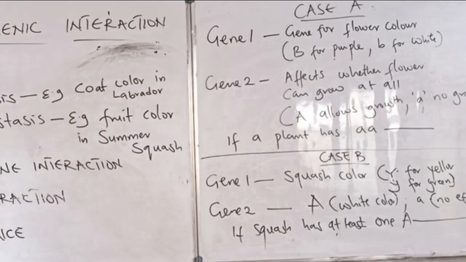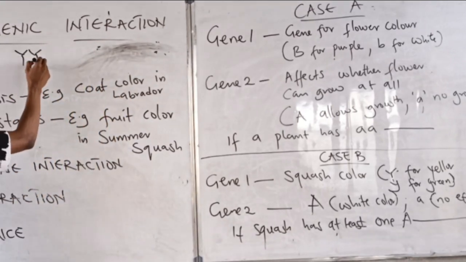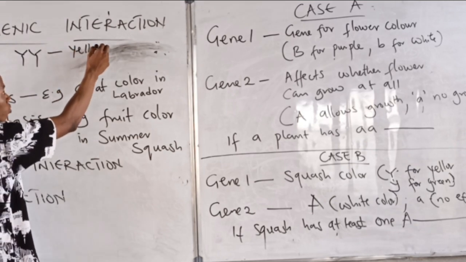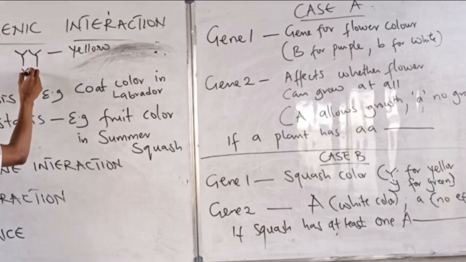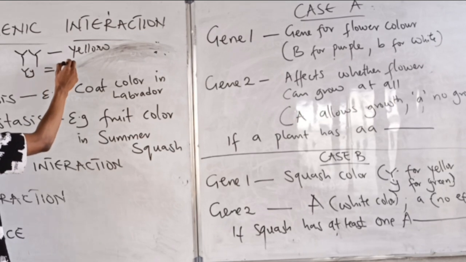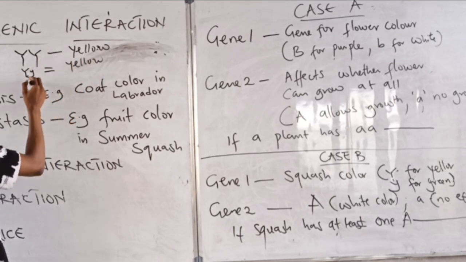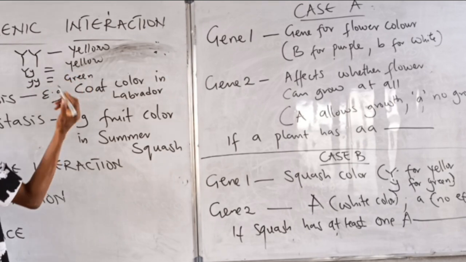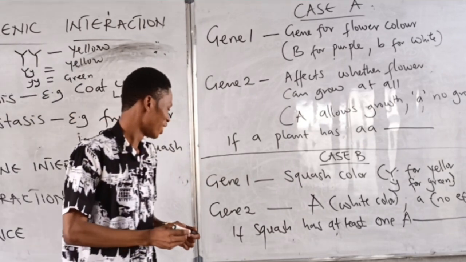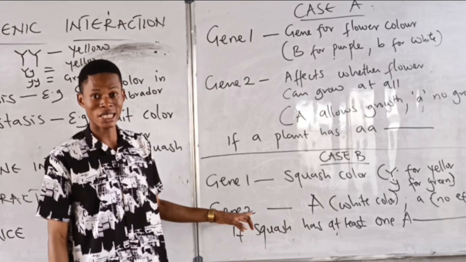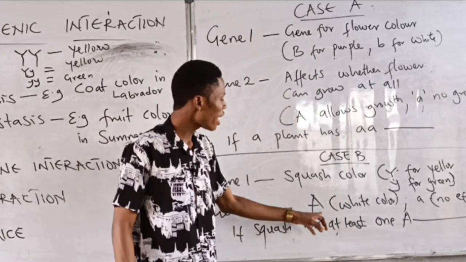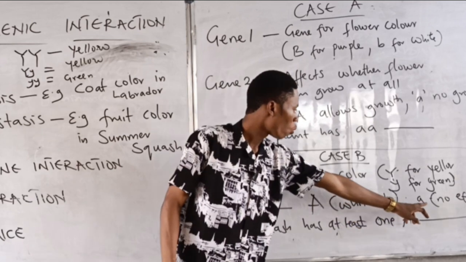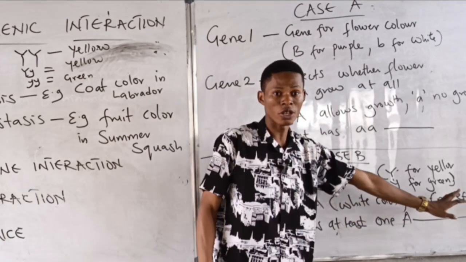Normally, before, we said that if you have capital Y, the plant will be what? Yellow, right? From this first gene. If you have capital Y, small y, the plant will be what? Yellow. And if you have small y, small y, the plant will be what? Green. Now, the second gene, there is another gene. And we say A, the dominant, goes to what? White color. While the recessive has no effect, right?